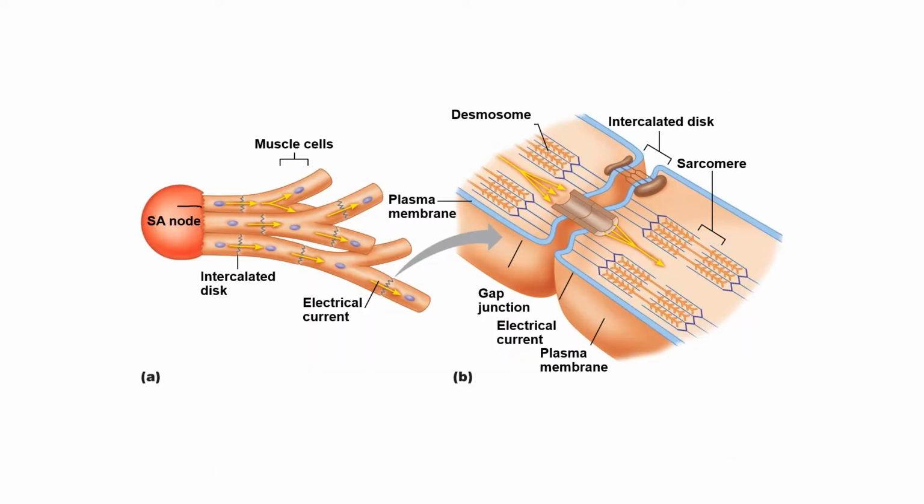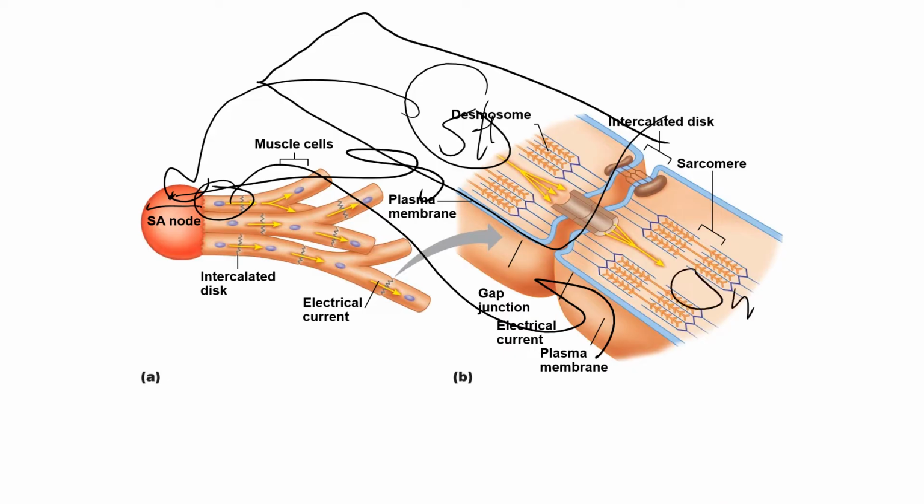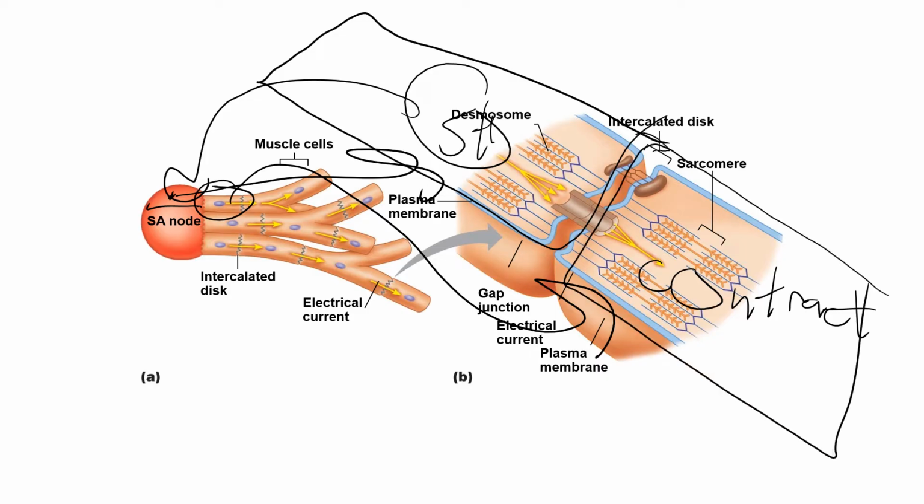So this is an image you've seen before. We're going to pretend that this fiber over here on the left is an SA node fiber, and this fiber over here on the right is a contractile fiber. And they're attached to each other through, of course, an intercalated disc, which is made up of gap junctions and desmosomes. I kind of drew that in the opposite order, so these, of course, I think you know, are the gap junctions, and these are the desmosomes. So what happens here?